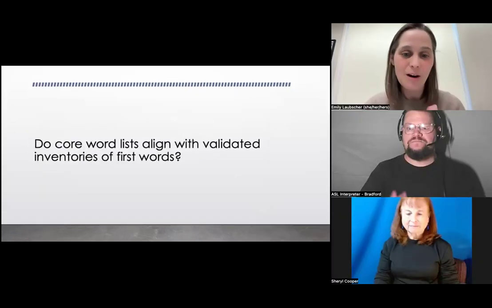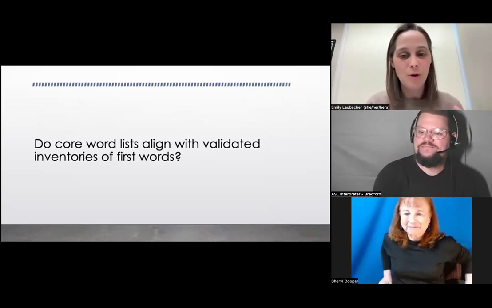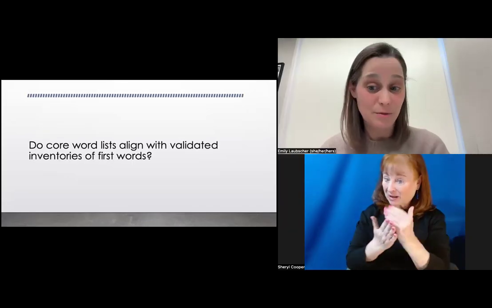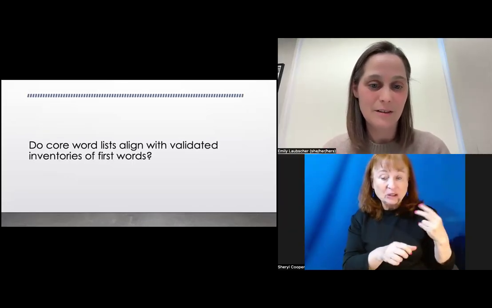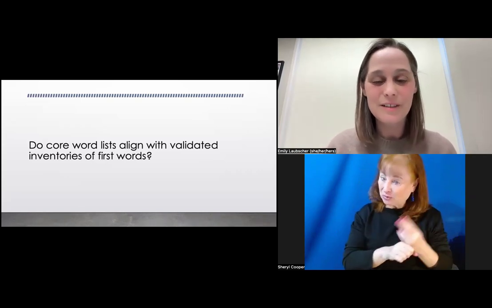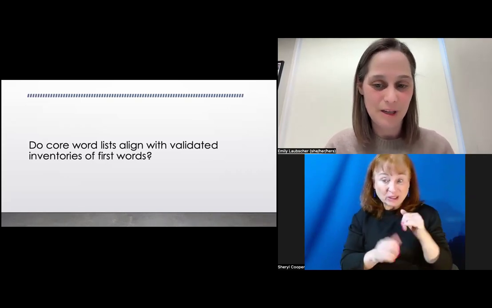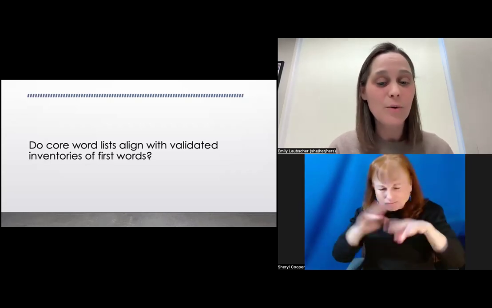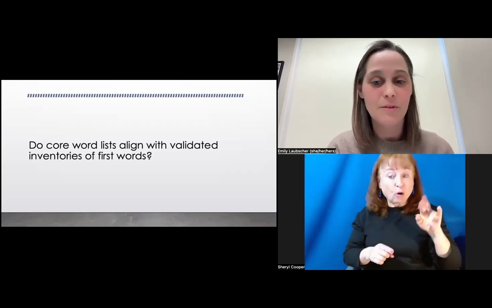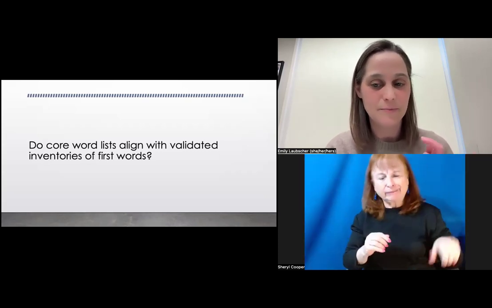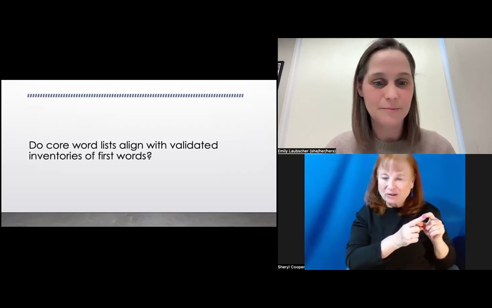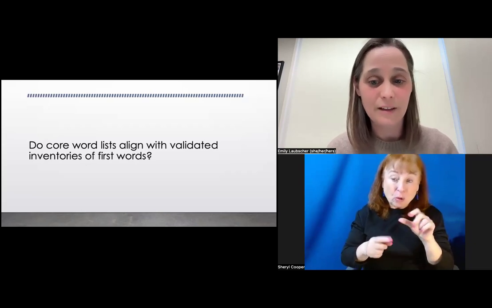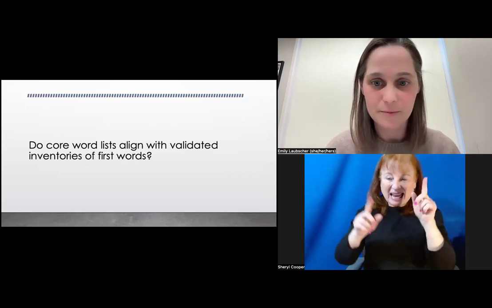All right, so far we've compared the top words on core vocabulary lists to the types of words that we know beginning communicators tend to use. And it seems like the theoretical foundation for using these lists with beginning communicators could be stronger. So what if we actually go in and compare the words on these core vocabulary lists to a validated inventory of first words? Would we also find concerns? So this is the third question that I asked: Do core word lists align with validated inventories of first words?